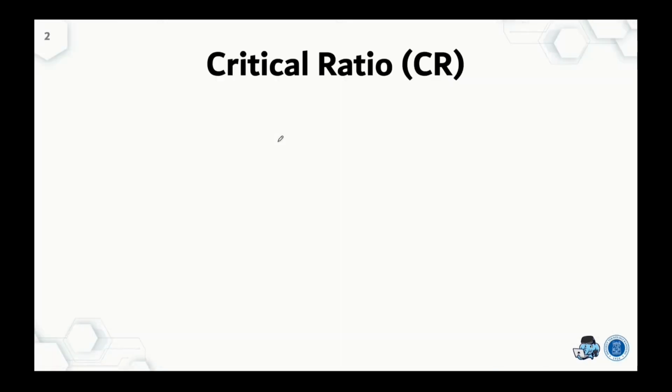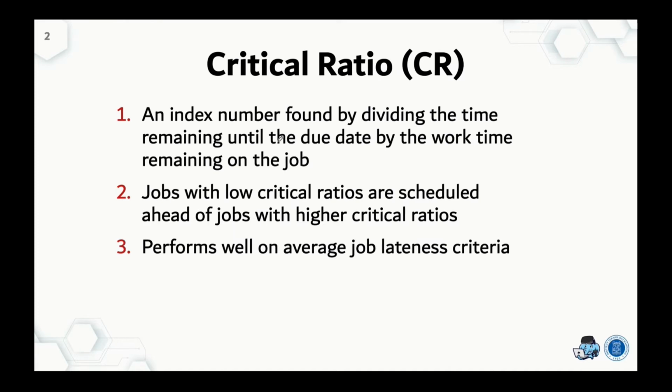Before that, let's discuss the critical ratio. Critical ratio is simply an index number that is gathered from dividing the time remaining until the due date by the work time remaining on the job. So we just simply compare the time we have and the time required to complete the job. The job with the lower critical ratio is scheduled ahead of a job with a higher critical ratio.